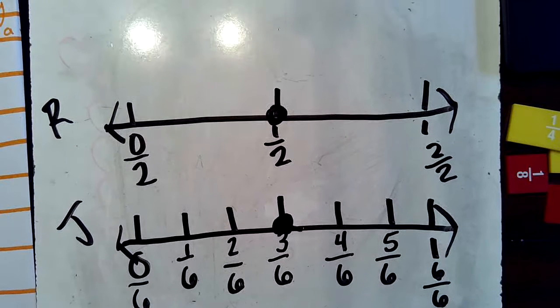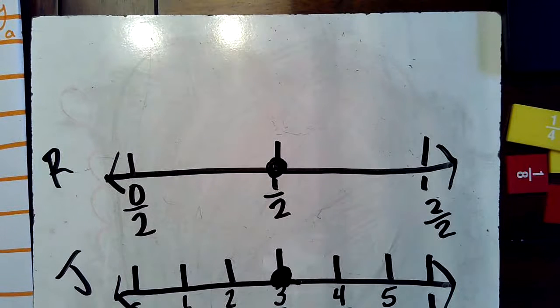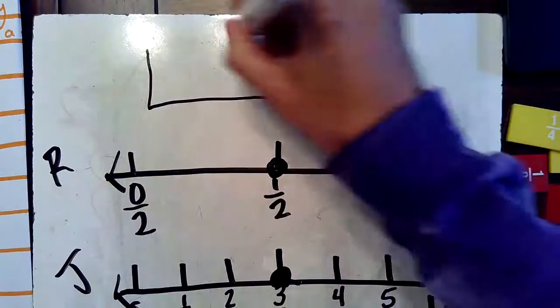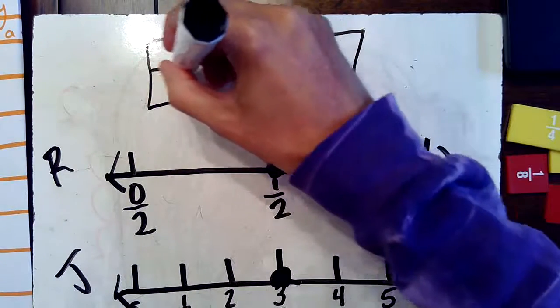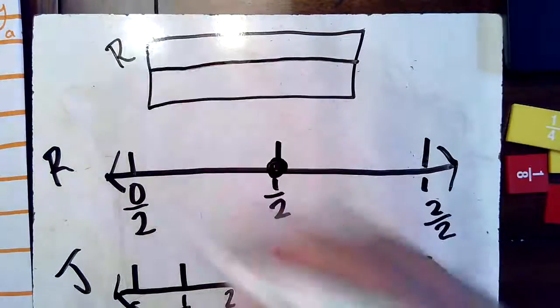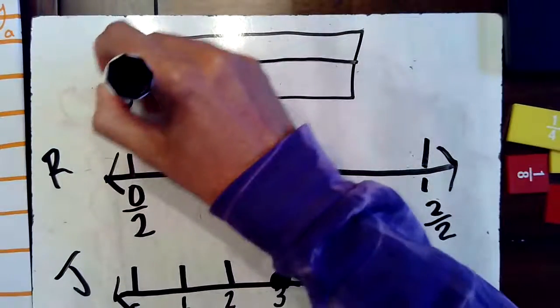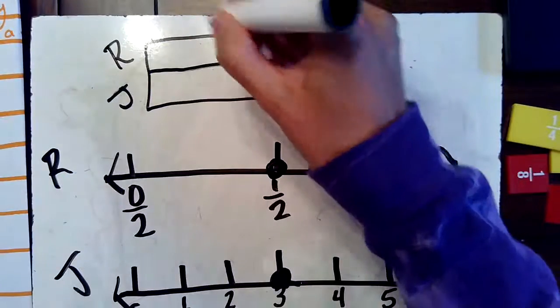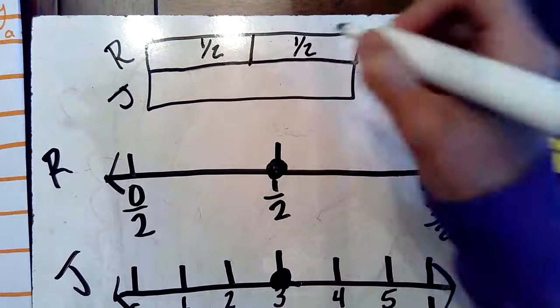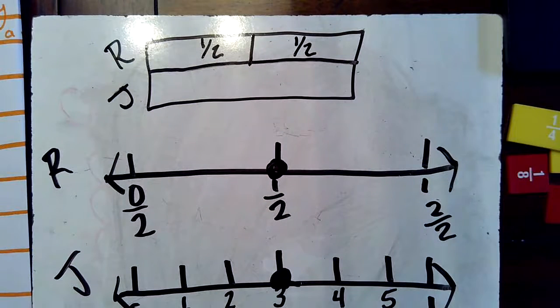Another way to prove that they are equivalent fractions is to do the fraction box. I always love the rectangle model here. And hopefully I'll have room to write in the unit fractions. I'll do Rylan on top. I'm going to label it R and J. For Rylan, I'm going to divide in half. I don't have a lot of room to write, but I'm going to definitely label the fractional units.